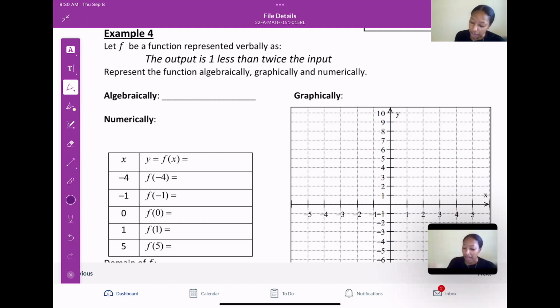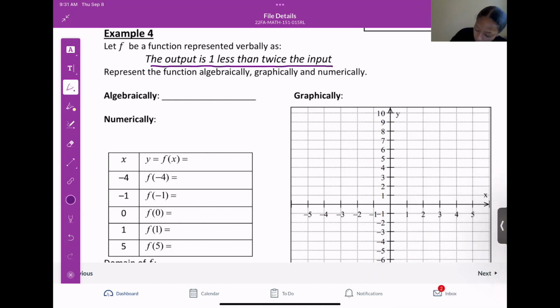All right, how can we translate the output is 1 less than twice the input into function notation? The output is y, or f of x, equals. How do we write 1 less than twice the input? So it's 2x, that's twice the input, and then 1 less than that, minus 1. All right, so that's our function rule.